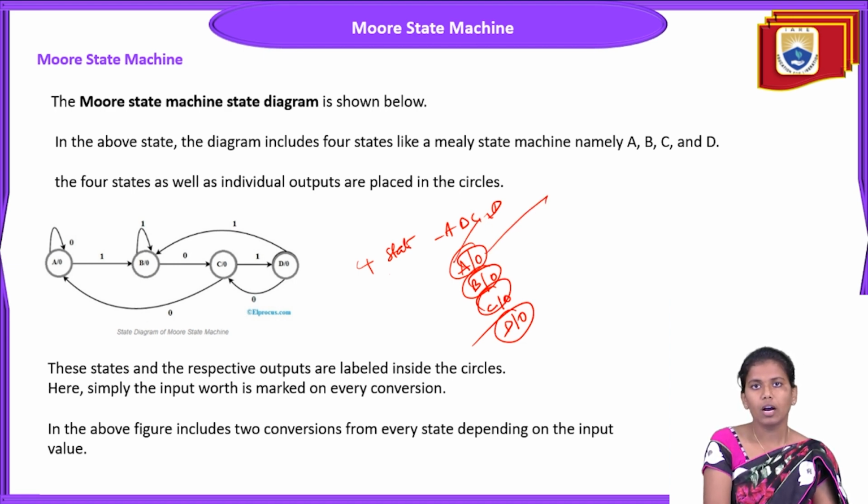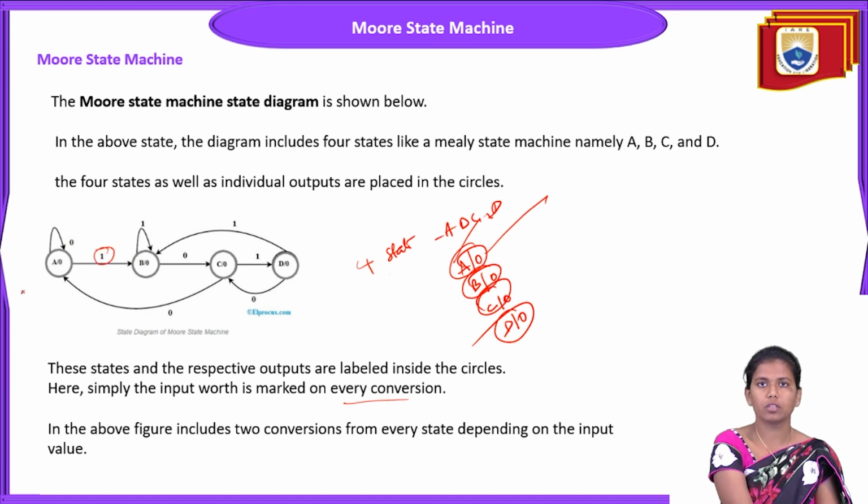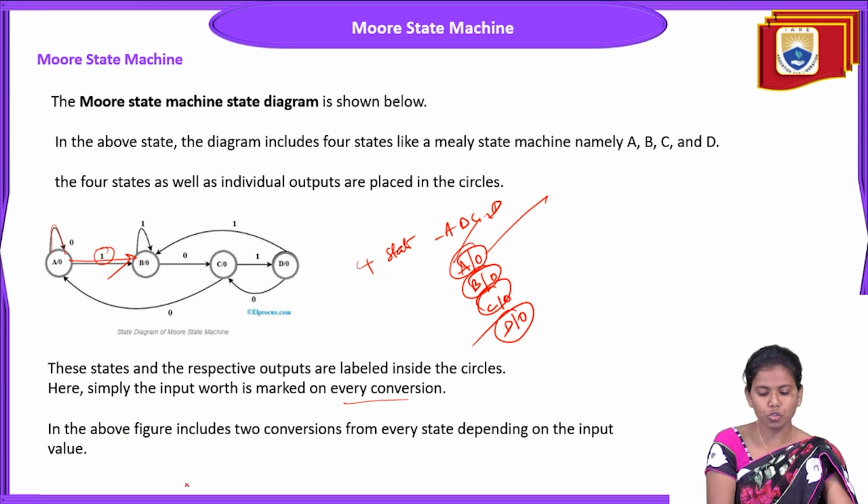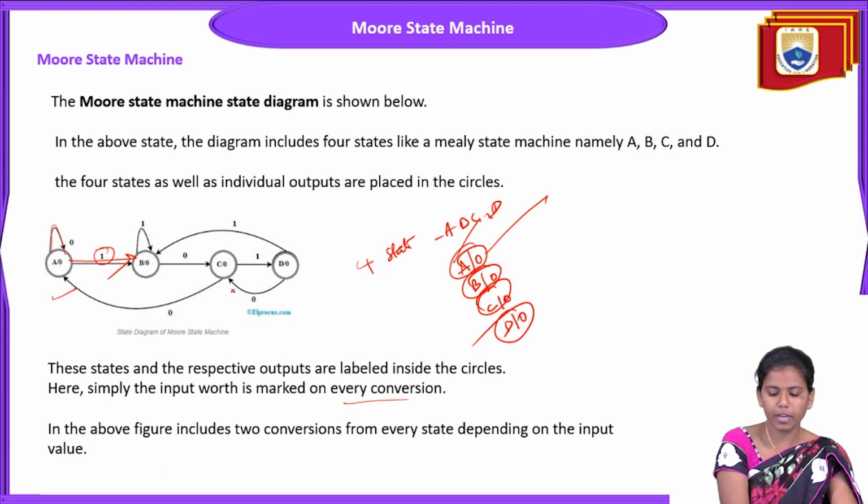In the Moore machine, we place the outputs as well as the states inside the circles. Hence, simply the input value is marked on every transition. So here you see only input. If my input is 1 and my output is 0, what happens? The state does not transition, it stays itself. And when my input is 1 and my output is 0, it is taking the transition from A to B. So it includes two transitions from every state depending on the input value.